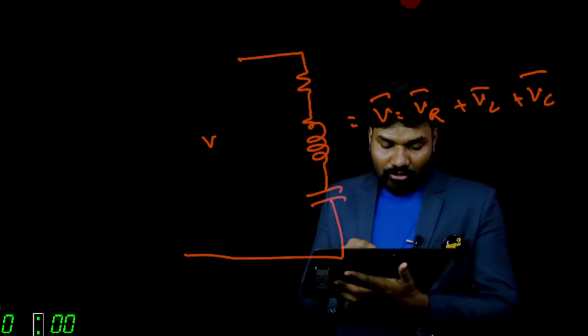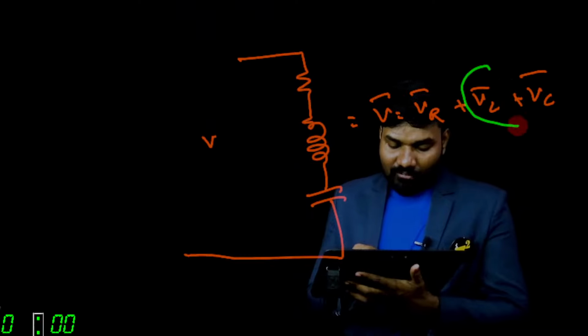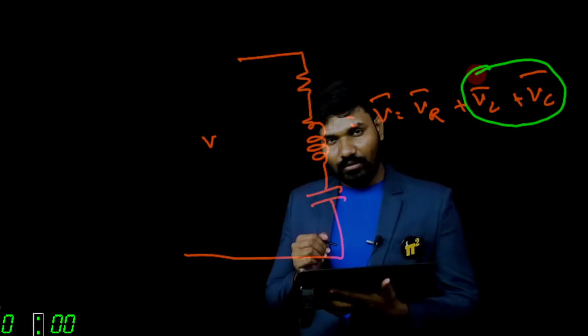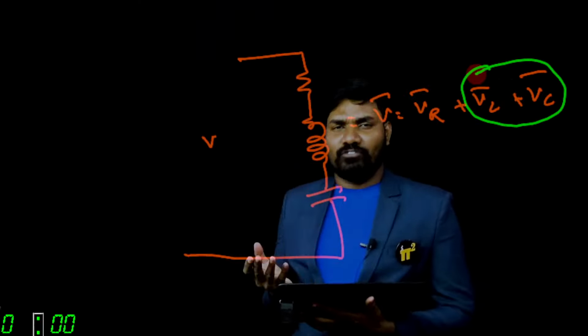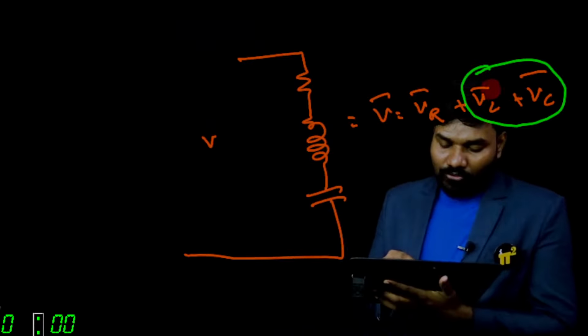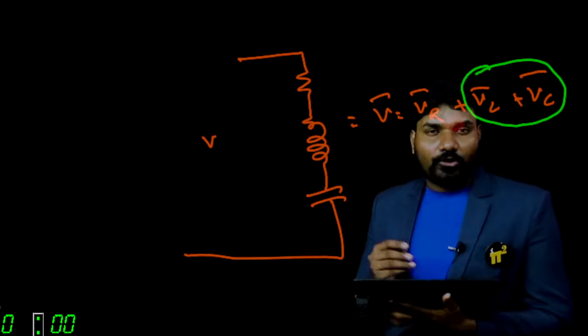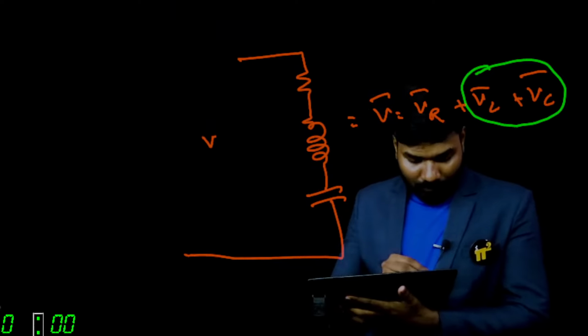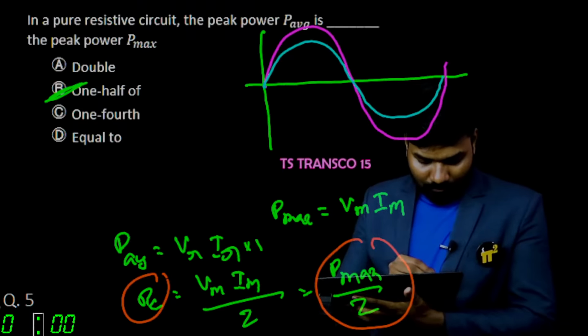Now I'm adding this. We know these two are opposite in phase. VL and VC are opposite in phase, so the resultant will be VL minus VC. Then you're adding this VR. Now you're doing the vector sum. That's why you're getting this.